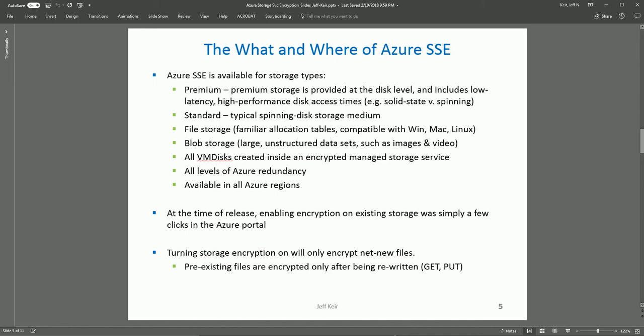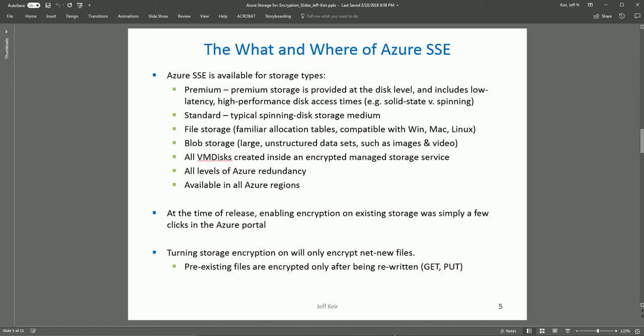Microsoft says you can use this for file storage and blob storage. Those are the allocation tables and the big unstructured data sets like images and video. Back in August of 2017, Microsoft also implied that it was going to work for tables and queues, and we'll look more at that here in a minute.